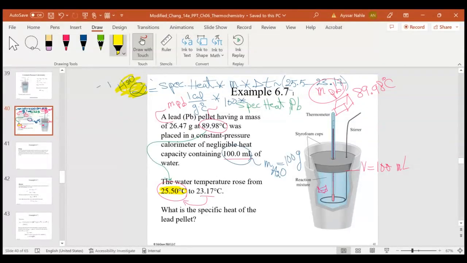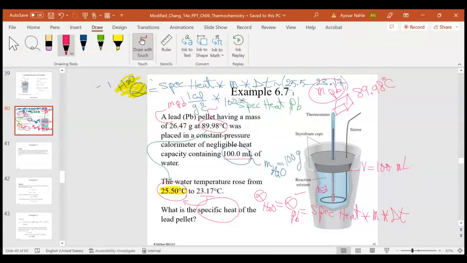Now, the Q absorbed by the water is equal to the Q released from the lead, which is equal to what? Specific heat times mass times delta T. But I don't have the specific heat, and that is what they need to find. So this will be equal to the specific heat of the lead multiplied by the mass of the lead multiplied by delta T. How much is the delta T?